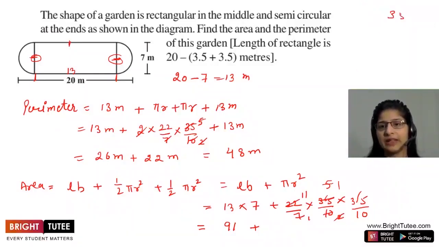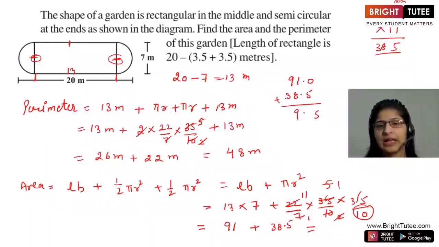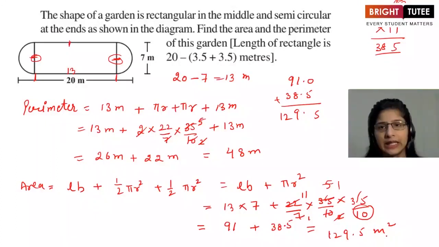So let us multiply 35 and 11. 11 5s are 55, carry is 5. 11 3s are 33. 33 and 5 is 38. So 385 we get. 385, and in division we have this 10. So we will put a decimal here. Right. So let us add 91 and 38.5. So we get 5. 8 and 1 is 9, 9 and 3 is 12. So 129.5 square meter is the area.